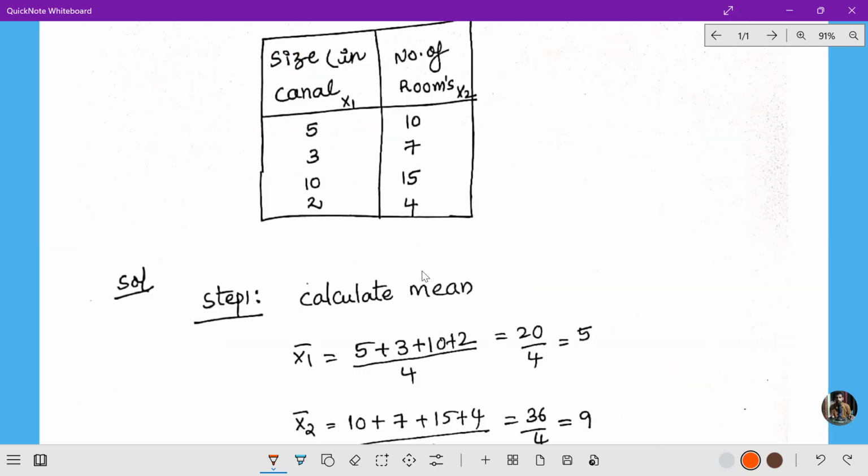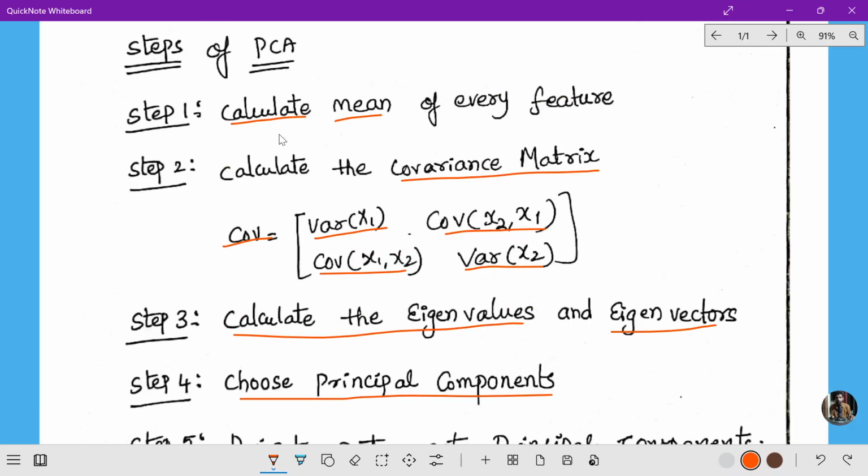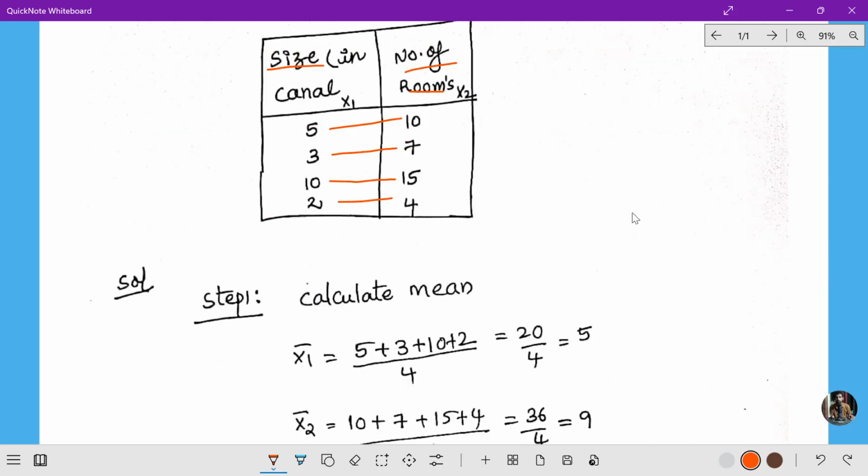You see on the screen, there is data in the form of a table. They have given the size and the number of rooms. When the size is 5, the number of rooms is 10. When the size is 3, the number of rooms is 7. When the size is 10, the number of rooms is 15, and so on. As per the algorithm, first you need to calculate the mean of every feature. So how to calculate the mean?